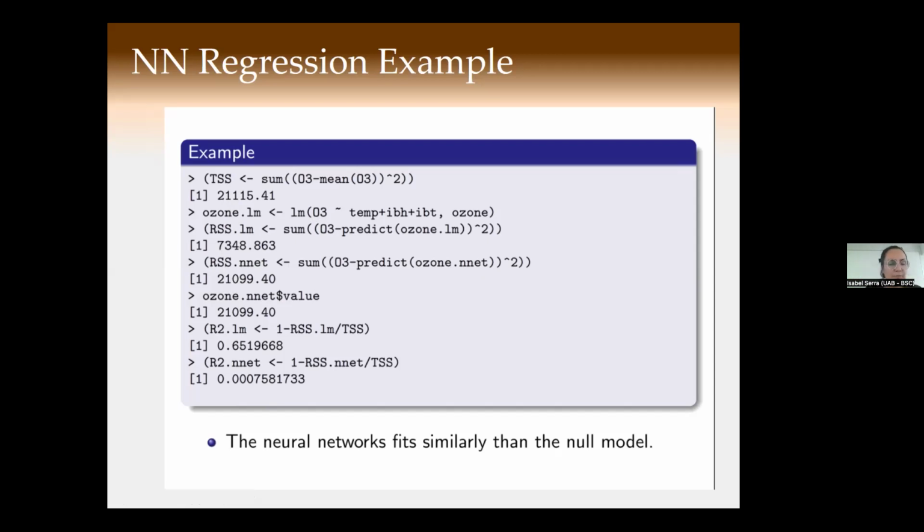The reason is that, in fact, remark that this number you can recover from the model as a parameter of the model. If you want to compare the residual sum square, with a linear model you explain 65%, and with a neural network you explain 0.0007. This is a percentage, because it's the part that you explain over the total sum square. In this case you explain 65%, and in this case you explain 0%.